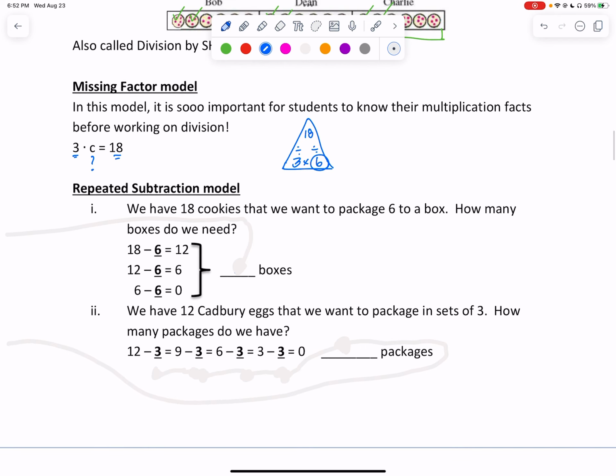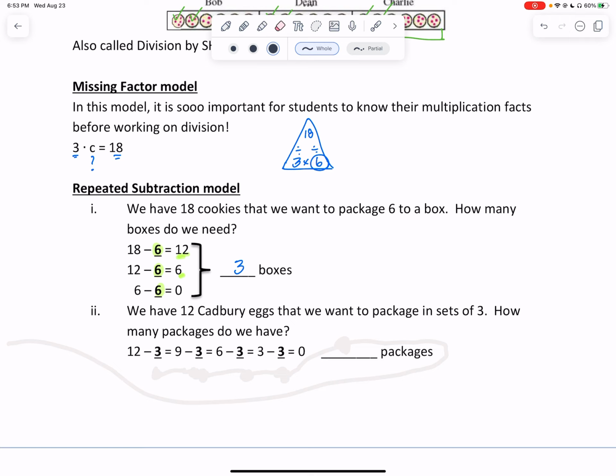So repeated subtraction, we're going back to cookies again. We have 18 cookies and we want to put them in a package of 6 to a box. So we're going to box them up, and we want to know how many boxes we need. So we're going to literally subtract, right? We're going to subtract 6. We got 18 cookies. We subtract 6 and put it in the first box. Now we got 12 cookies left. So out of the 12, we take 6 away. Now we have 6 left, and then we took those 6 away. So we had 3 boxes of cookies, okay?